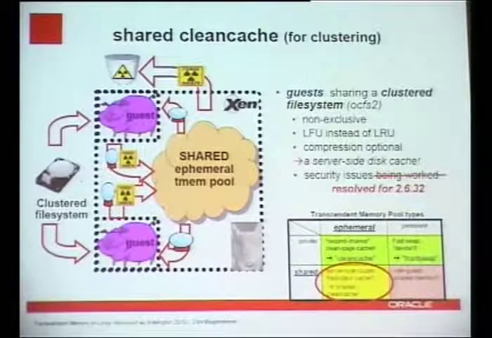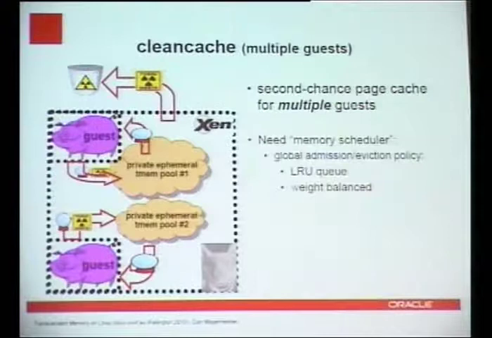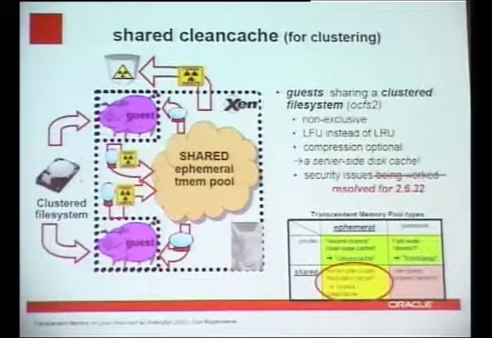That clustered file system is out on shared storage someplace. Now we're using that same memory in a different way, as a local disk cache, a server-side disk cache. And you can see the difference between the previous slide and this slide now. This is two separate guests that are not a cluster, and this is two guests which are in a cluster. So there were some security problems that were brought up in the posting that I first posted last summer, and those have since been resolved in the 2.6.32 patch. And if you're a security expert, I'd be happy to talk to you about that more.